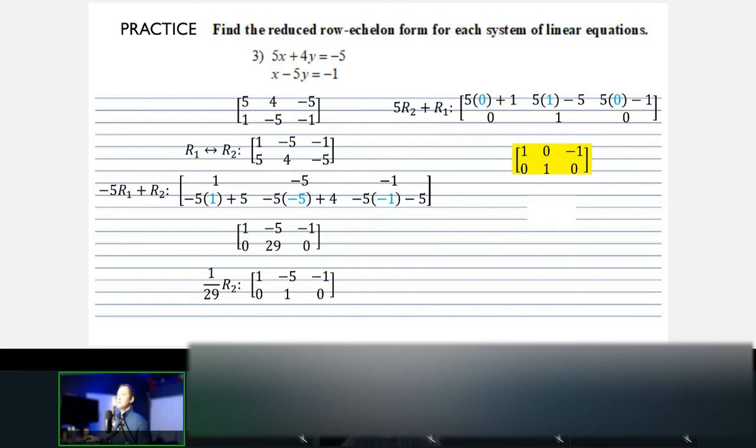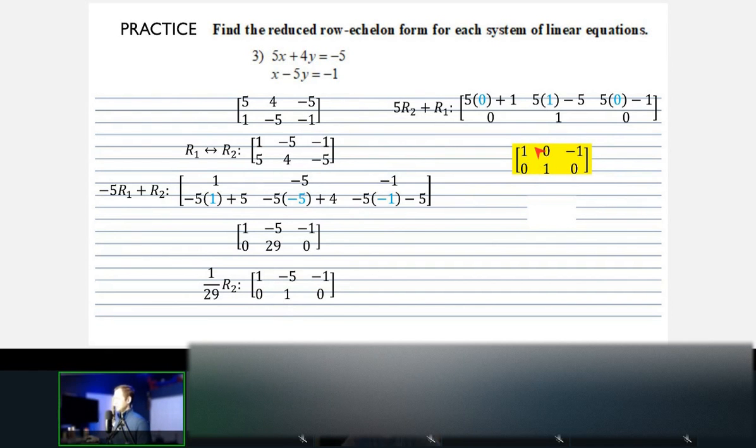Yes, and we're done. So look at this. We got 1s in the diagonal. See that? 1s in the diagonal. Everything above and below those 1s are 0s, right? So below that 1 is a 0, above that 1 is a 0. So this is in RREF form.